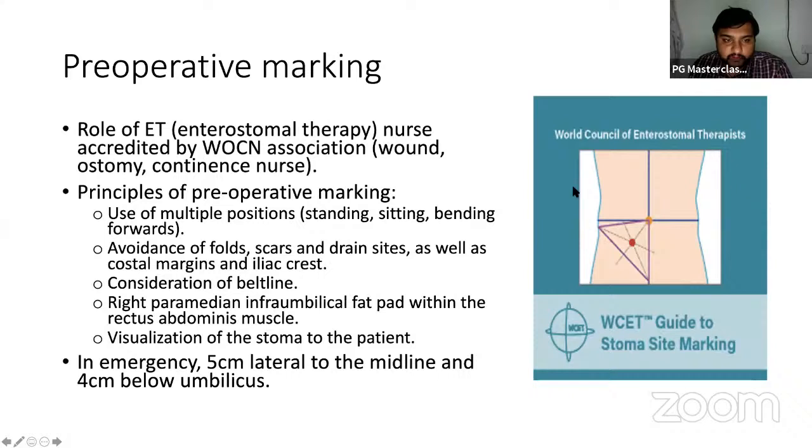But in these cases, this ostomy triangle has to be adjusted in multiple positions like standing, sitting, and bending forward. There should be avoidance of any folds, scars, drain sites, costal margin, iliac crest, or any bony landmark. There is consideration of the belt line and the clothing that the patient wears, and right paramedian infraumbilical placement within the rectus abdominis muscle. The stoma should always come through the lateral or mid part of the rectus abdominis muscle. This should not be compromised. Visualization of the stoma should be there for the patient. This is another point which should not be compromised because he or she has to manage the stoma by himself.